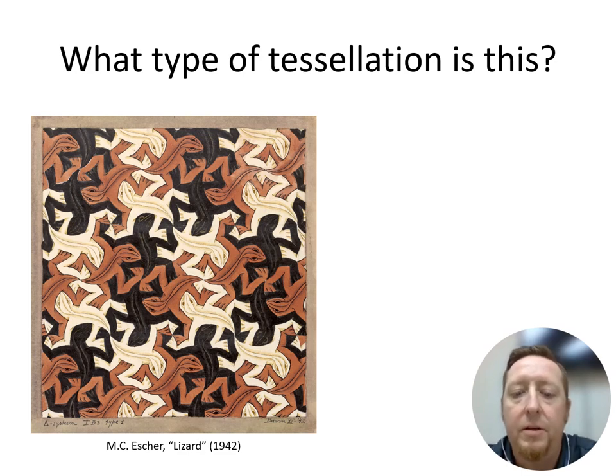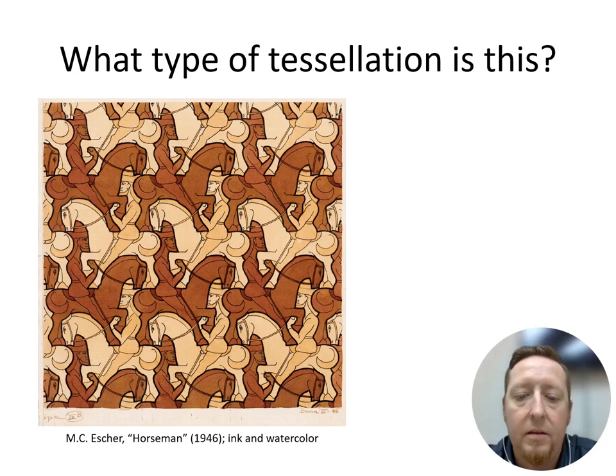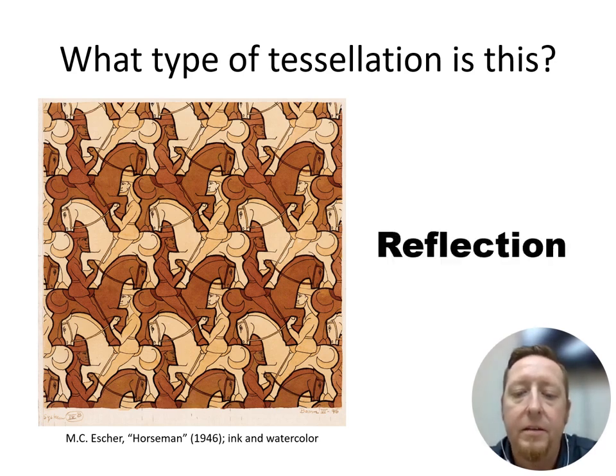Finally, this one is going to be rotation again with the lizards going around the central point. And this one, reflection, because we're flipping it over. So this guy on the horse is going this way, and then up at the top he's going this way. So we're flipping this over this axis.